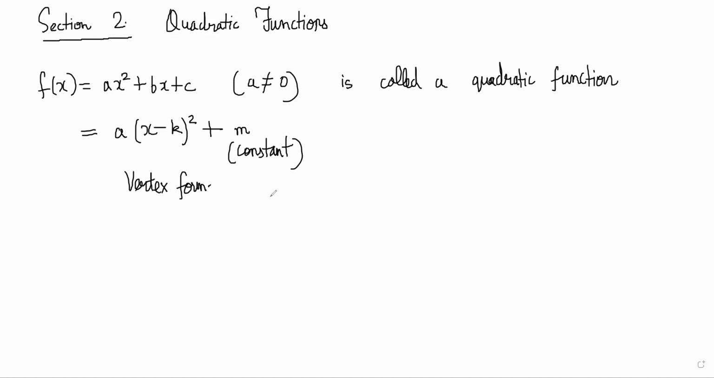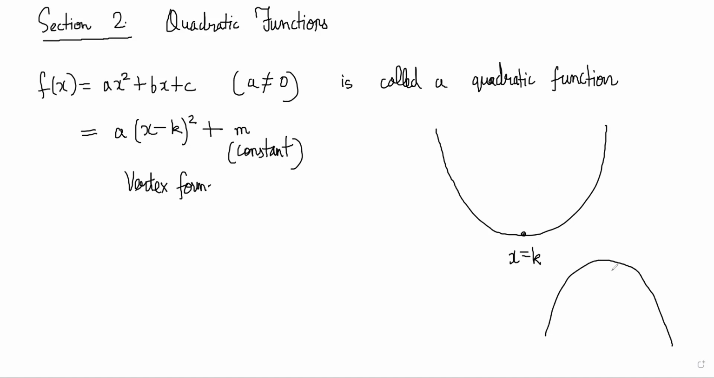We will see applications of this when we see the graphs of the quadratic function. So if you have something like this, x is equal to k will be the vertex. This is the lowest point of the parabola if it's an upward facing parabola. And if it's a downward facing parabola, it becomes the maximum point, right? So this is one form of writing the quadratic function.